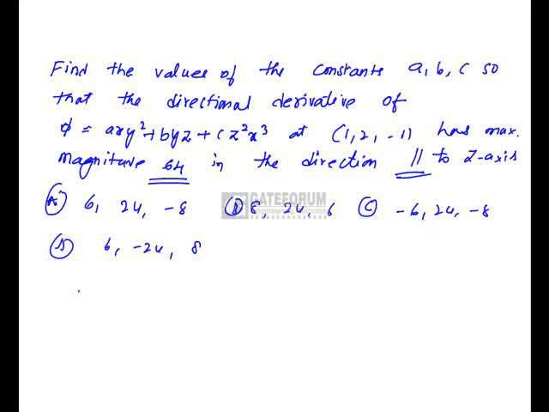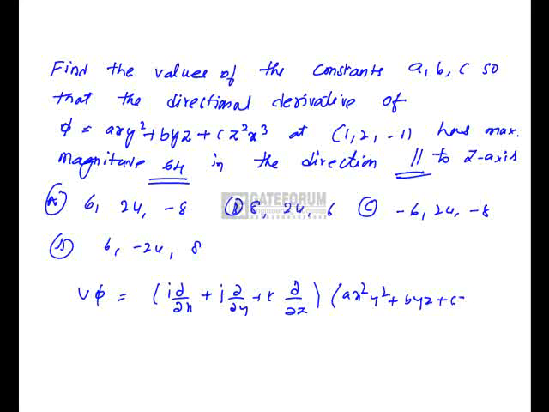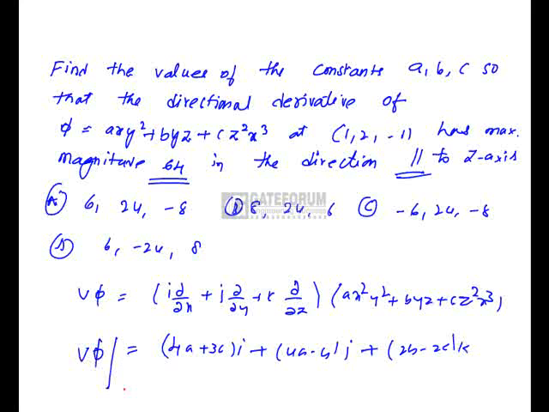Now let us calculate ∇φ first. ∇φ is nothing but i times ∂/∂x plus j times ∂/∂y plus k times ∂/∂z of the function. The function is ax²y² + byz + cz²x³. It will be equal to (4a + 3c) i + (4a − b) j + (2b − 2c) k at (1, 2, −1).